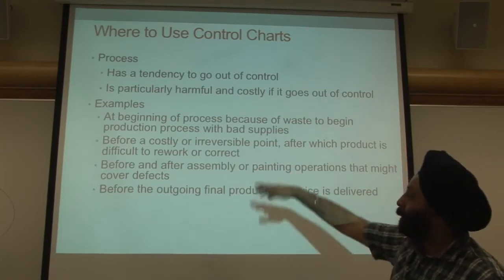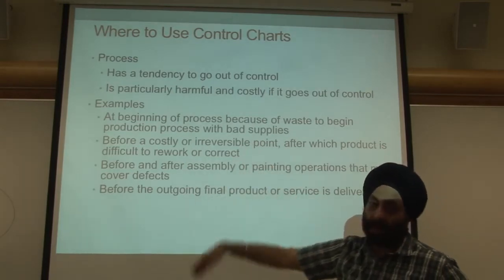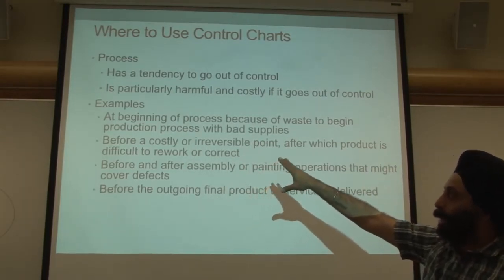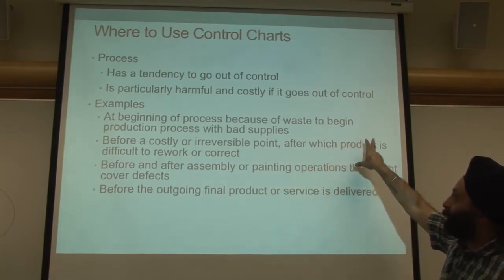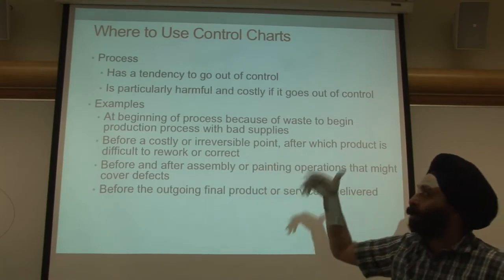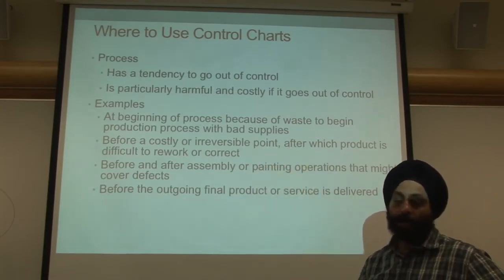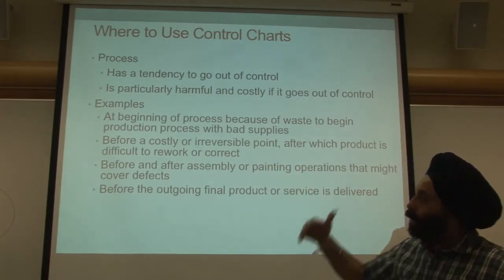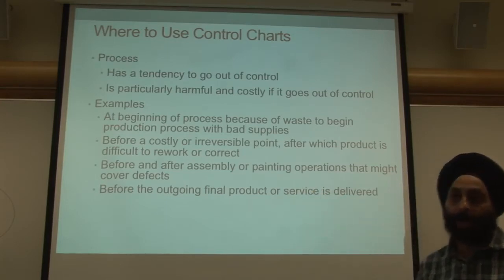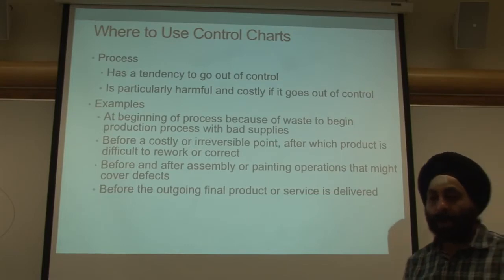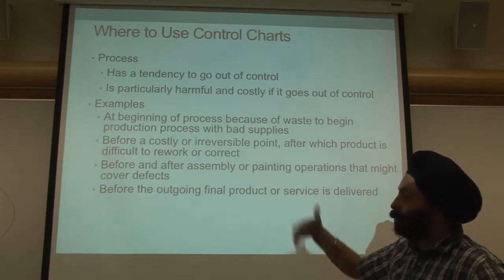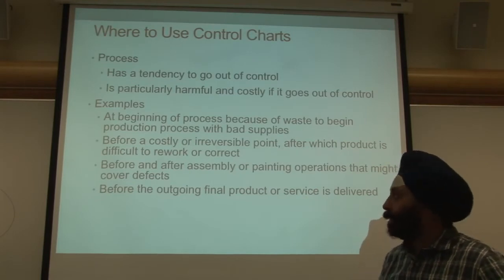Now, you can see some examples that are listed in here. I'll just go through a couple of them just to illustrate. At the beginning of the process, it is a waste to begin a production process with bad supplies. So it makes sense to use statistical process control early on at the start of the process, because you don't want to start producing the product with bad parts. So it's almost like incoming quality control.